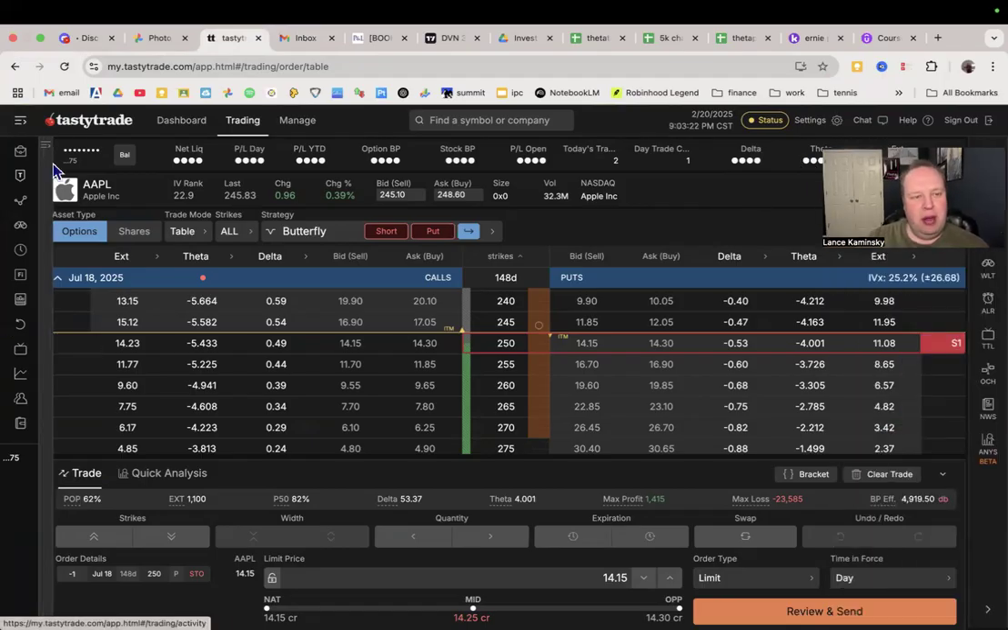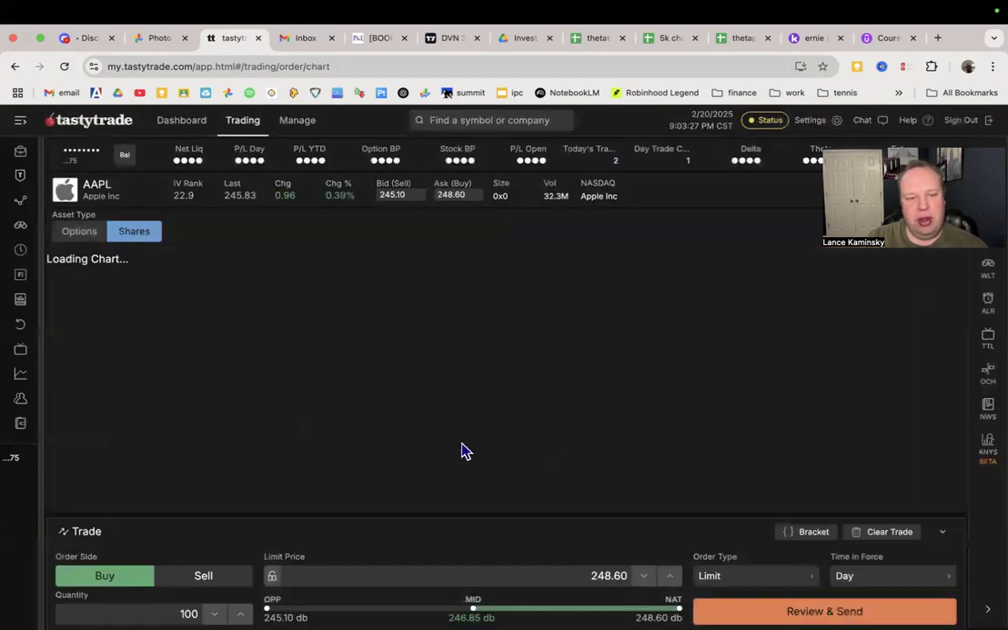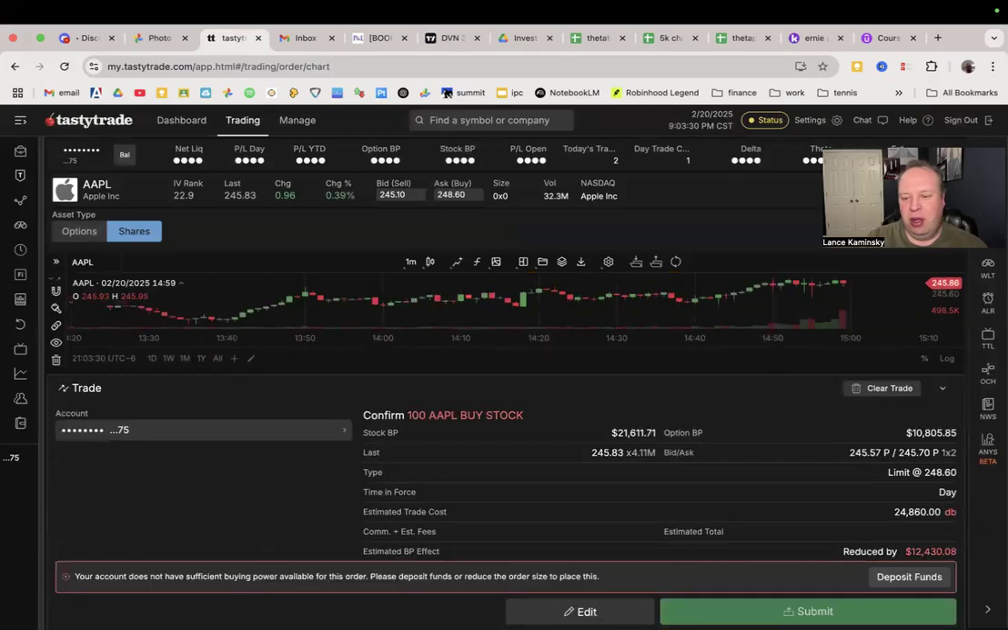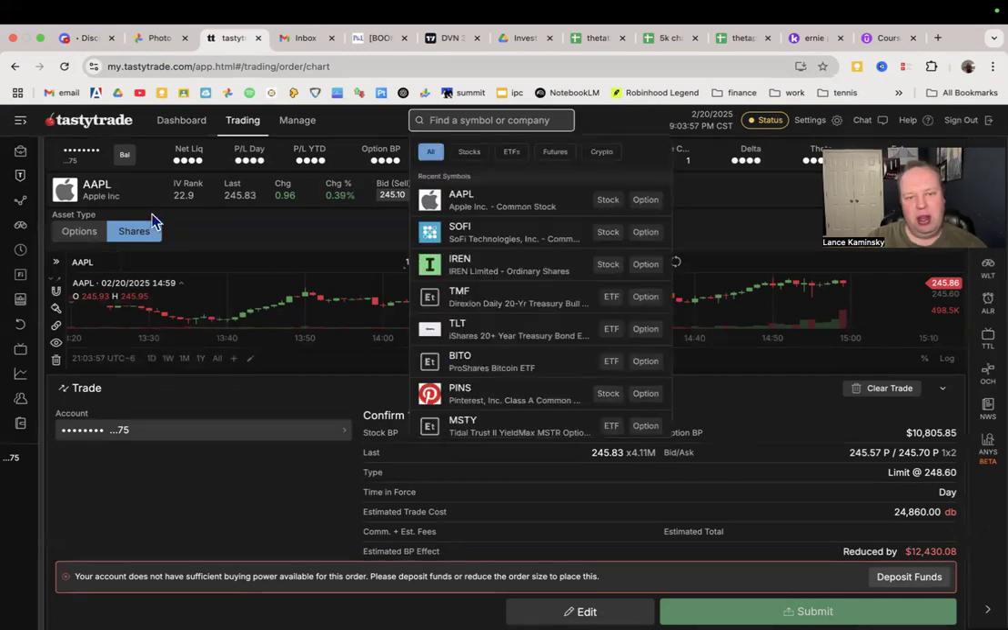Okay. For instance, let's say I had Apple and I tried to buy 100 shares. So Apple 100 shares. Here it says estimated buying power effect, 12,430. And on Tasty Trade for most positions, it's 50% of the total price if you bought it without margin. So if you bought 100 shares, it'd be 24,583. Essentially divide that by two, and you're getting this $12,000 number. And that's pretty typical for most stocks on Tasty Trade at least. And other brokers is usually around that.